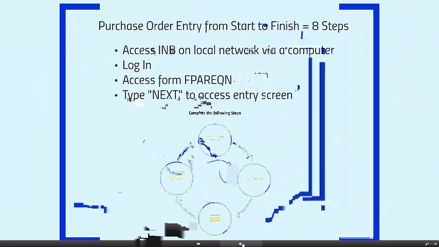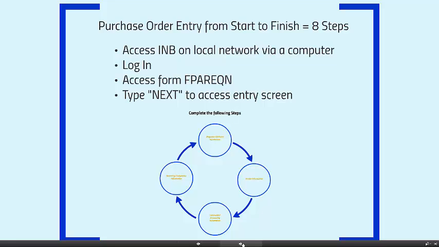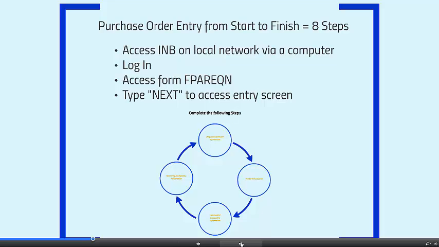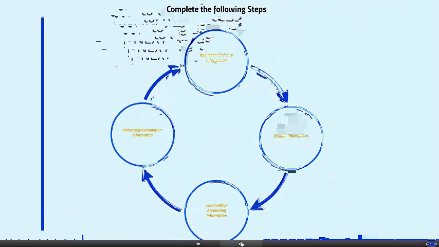Essentially, there are 8 steps in the purchase order entry process. You will need access to INB on the local network via a computer, either a laptop or a desktop. You will need to log in to INB. You will need to access the purchase order entry form, and it's titled FPA REQN. You will type Next to access the entry screen, and then you will complete the following steps.